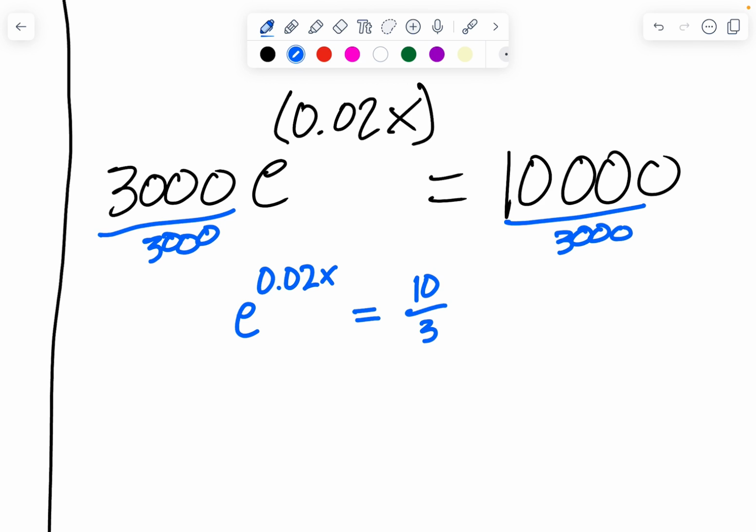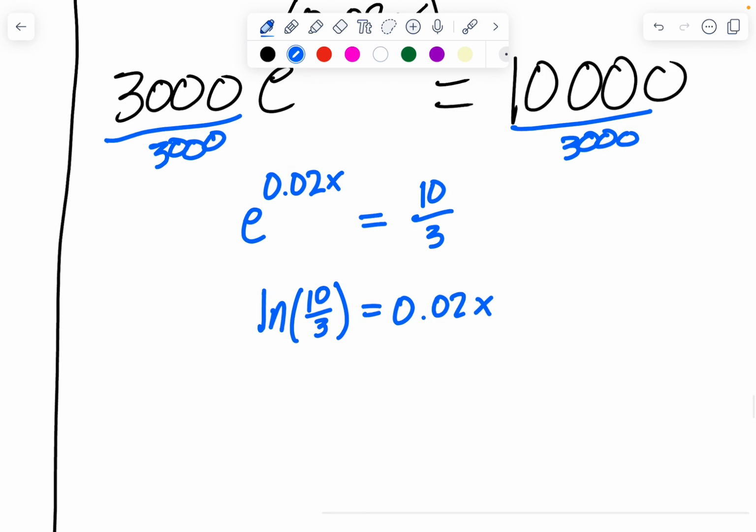Now we can take the log with a base of e, which we just talked about is ln, of 10 over 3, is equal to 0.02x. You can evaluate the natural log of 10/3. That's totally fine to do that first. We're going to get 1.203. That's equal to 0.02x. Then we're going to divide both sides by 0.02. And we're going to get 60.20 for x.